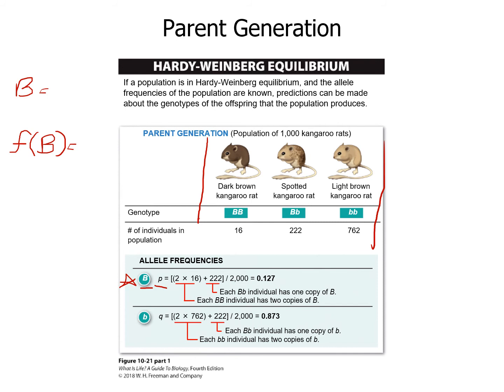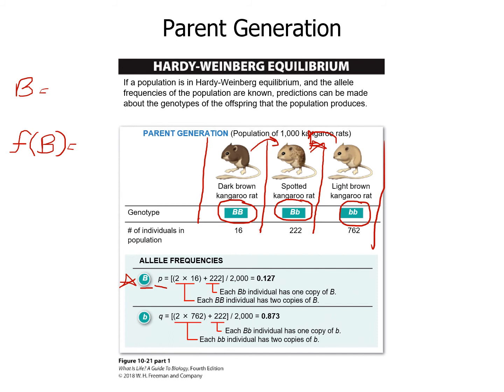We have our dark brown kangaroo rats, which have the homozygous dominant genotype. We have our light brown kangaroo rats, which have our homozygous recessive genotype. And then we have these special boys right here, which are going to be a combination of both the dark brown and the tan kangaroo rats, which are our heterozygotes. They have both a capital B and a lowercase b, a dominant and recessive allele.